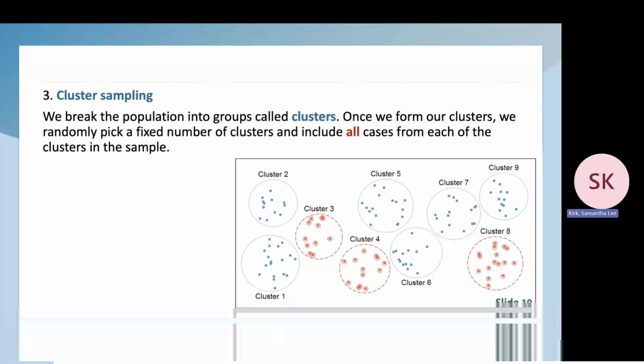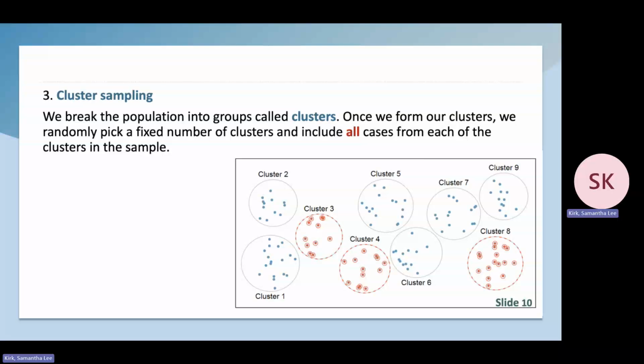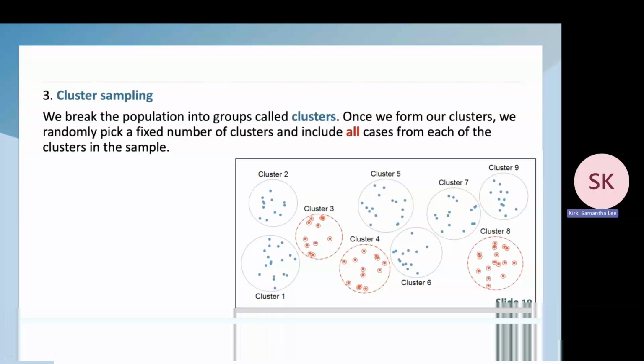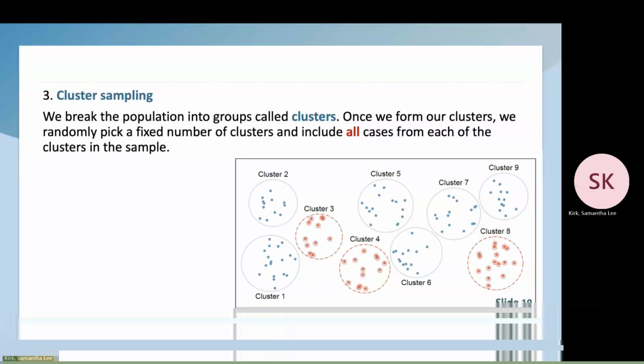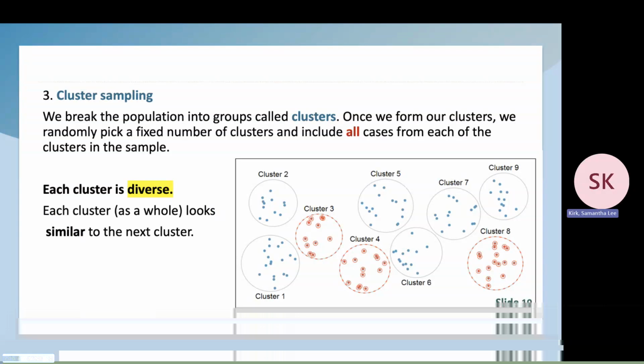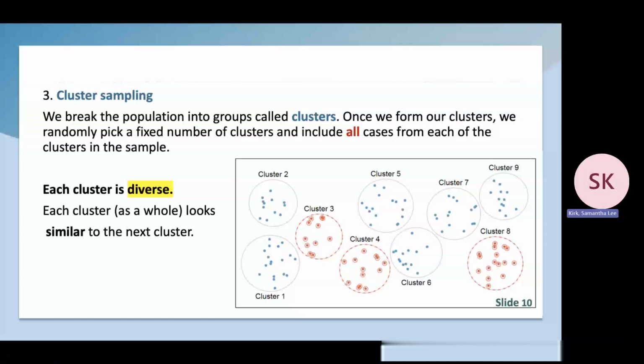And I randomly choose, it depends on how big you want your sample to be, but in this example, I randomly choose 3 clusters. And what I'm going to do is everybody in the cluster goes in the sample. Okay, so everyone, that's why all is in red. Everybody in the cluster goes in the sample. Each cluster is diverse. Each cluster as a whole looks similar to the next cluster.